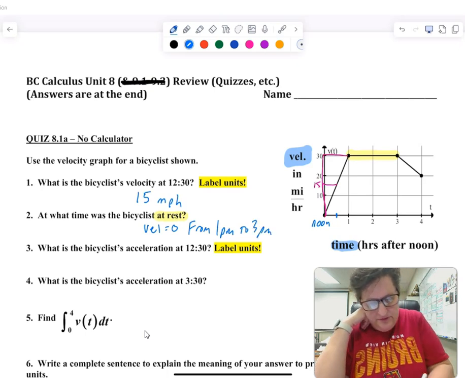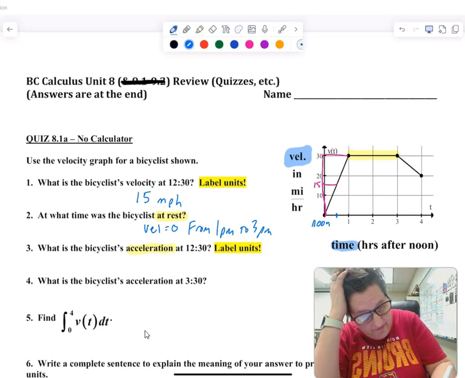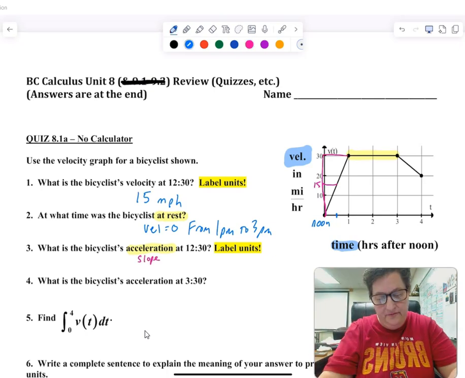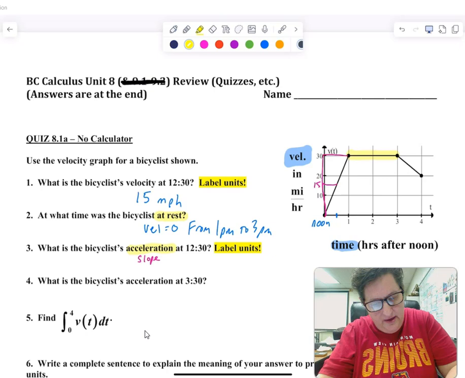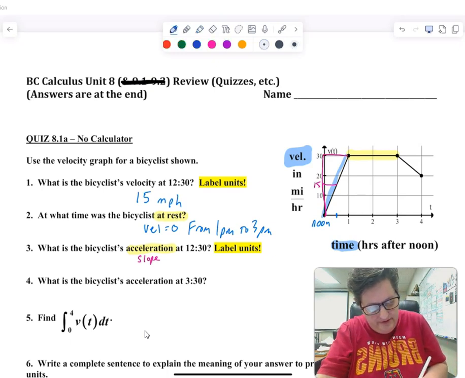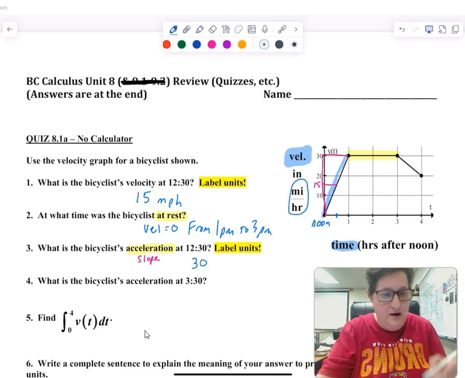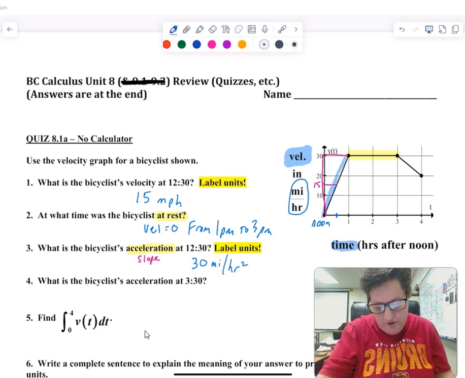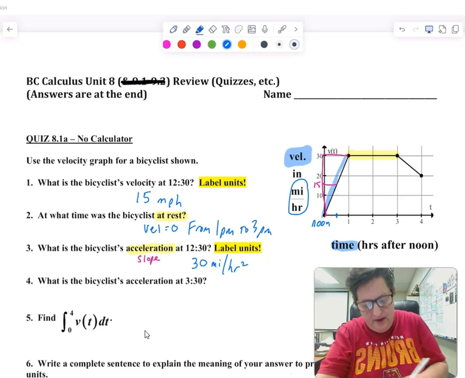What is the bicycle's acceleration at 12:30? Now, acceleration is the derivative of velocity, which means that this is going to be the slope of the velocity. And so if I come over here and I need to find the slope of that line, we already looked at it, but it's rise over run. So up 30 over 1. So the acceleration is 30 over 1. Now, we take that miles per hour. If we do a derivative of that, it's miles per hour, or you can put miles per hour squared, okay?